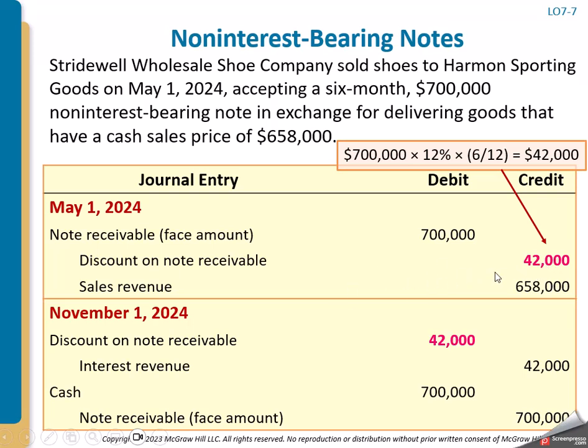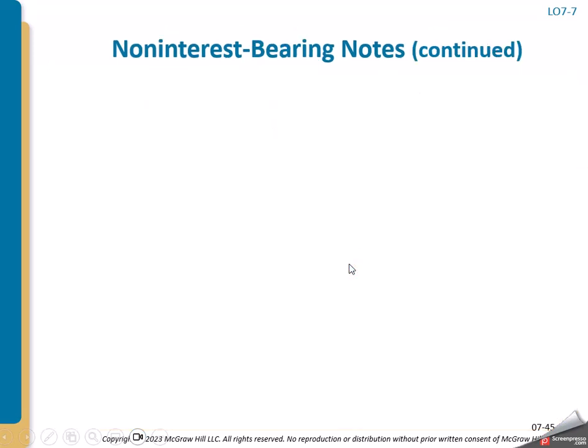Anytime we get the interest in advance and they don't pay us at the end, we call it a discount. Again, it wouldn't be a receivable because they're not paying us at the end. So it's a discount on that note receivable, and then when we record it as revenue, we'll debit that and credit the interest revenue once it's earned.